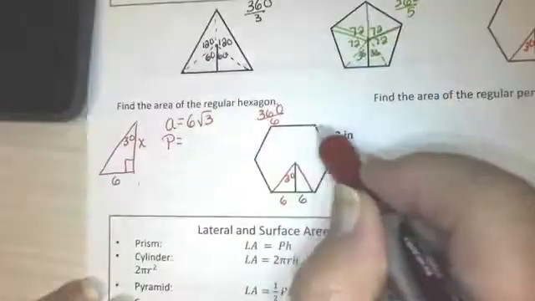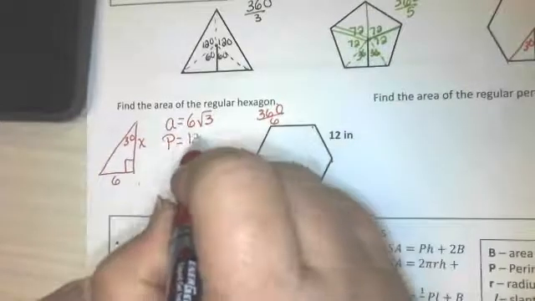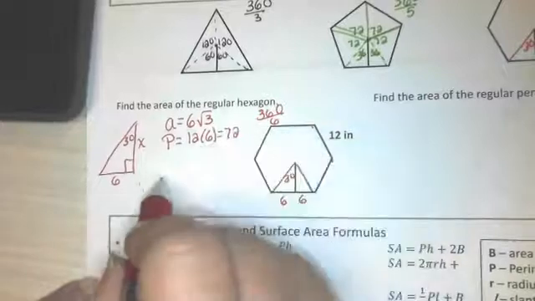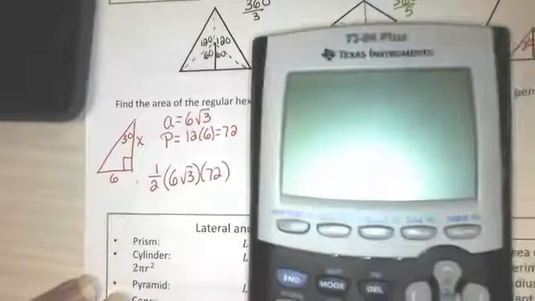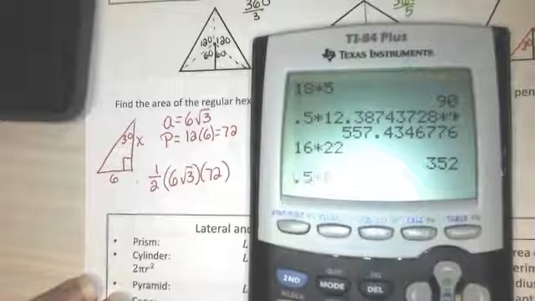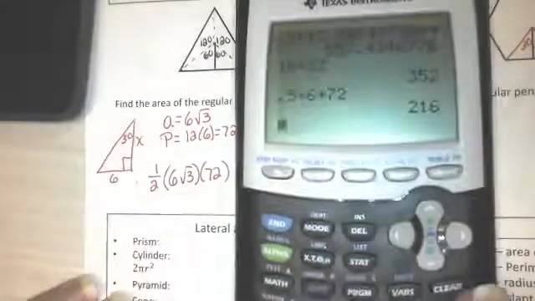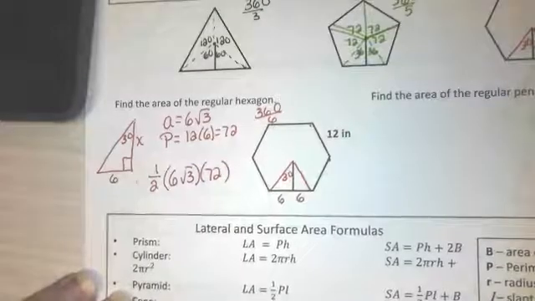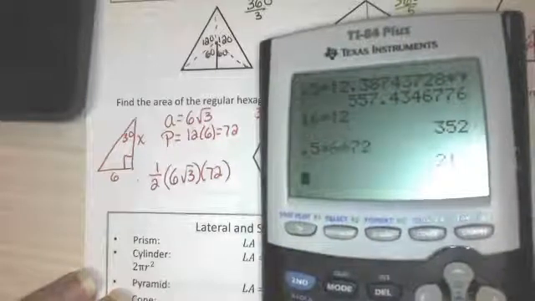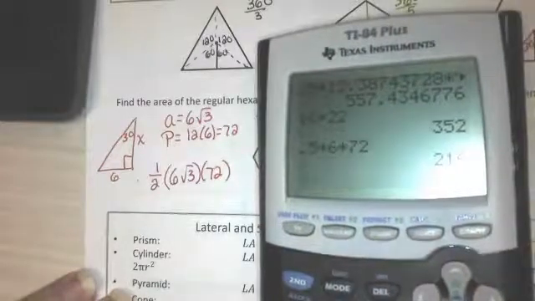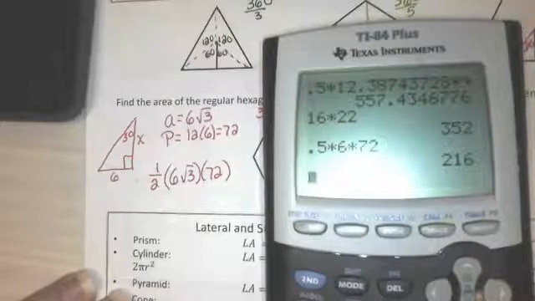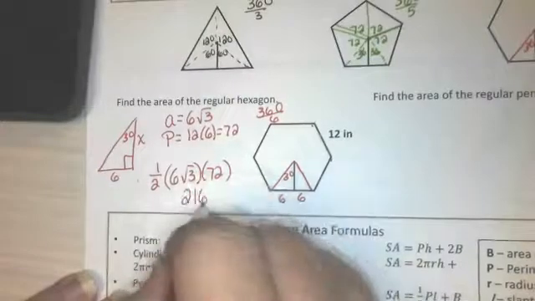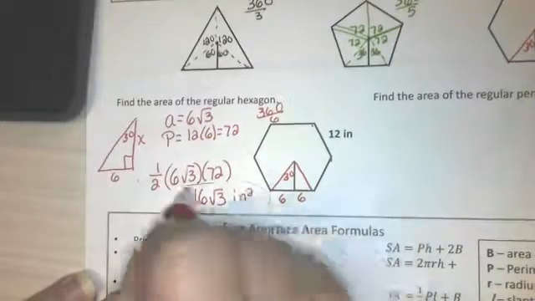The perimeter, since one side is 12 and it's a hexagon, 12 times 6 is 72. So I plug those into my formula for 1/2 apothem times perimeter, and I get 1/2 times 6√3 times 72. Now you know I want this in radical form, so this should give me 216√3 square inches.